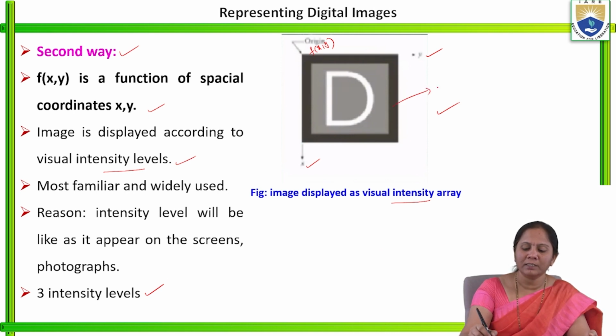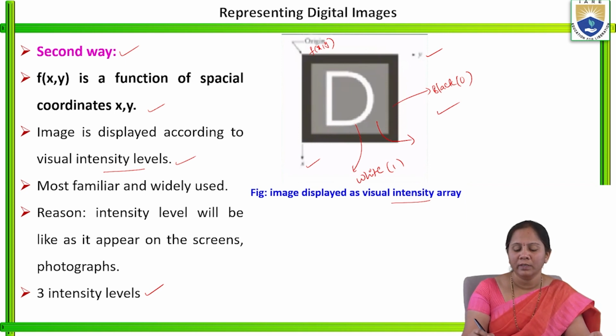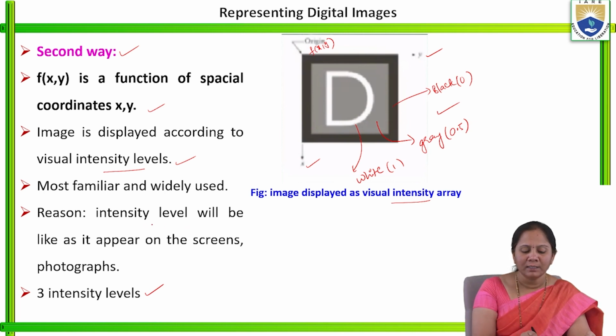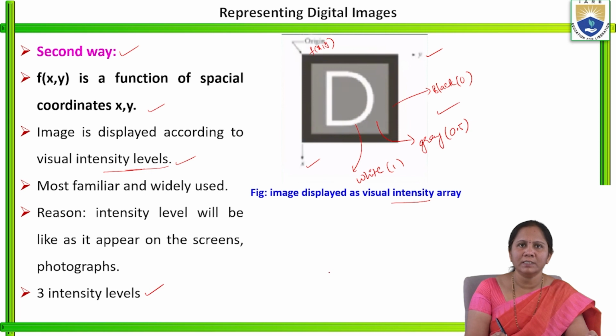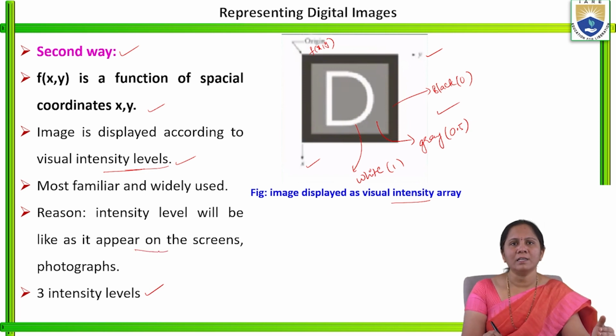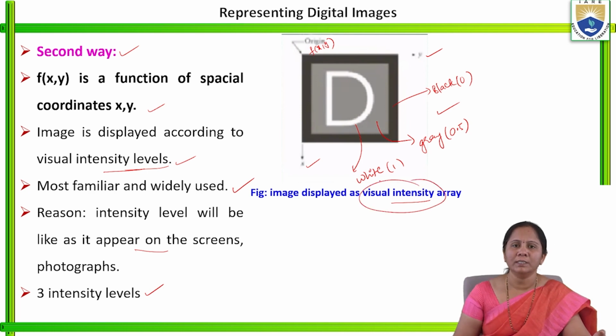What are the three? Here it is totally black, which is represented as 0, and this is white, which is represented as 1, and here you can see the shades of grey, where the intensity value will be approximately 0.5. If you represent a digital image using this method, according to the visual intensity level, it will appear as how we see it on screens and in photographs. This method is most familiar and widely used as it supports the visual intensity level.